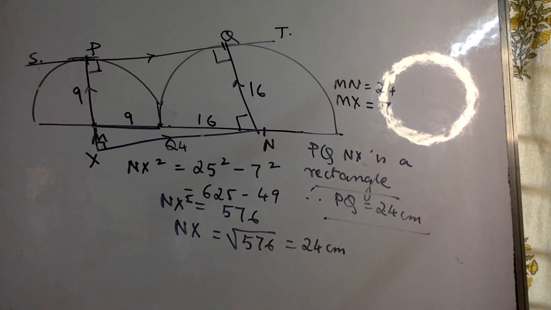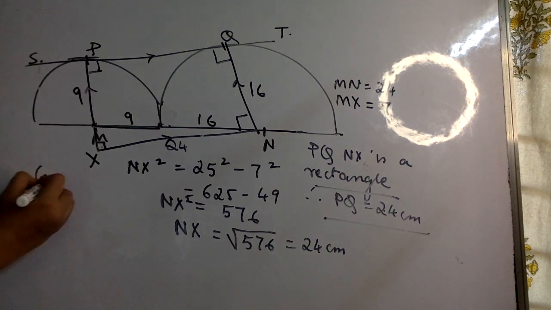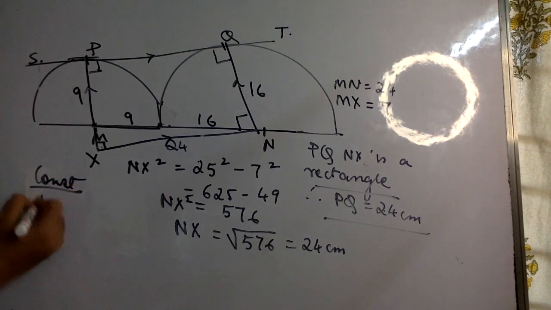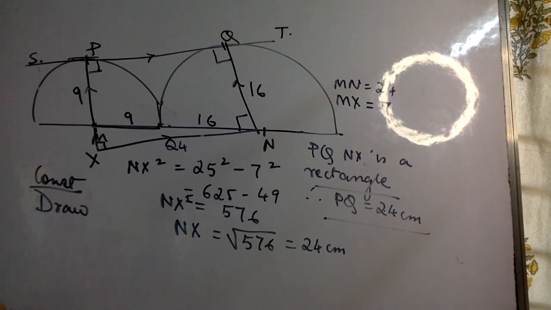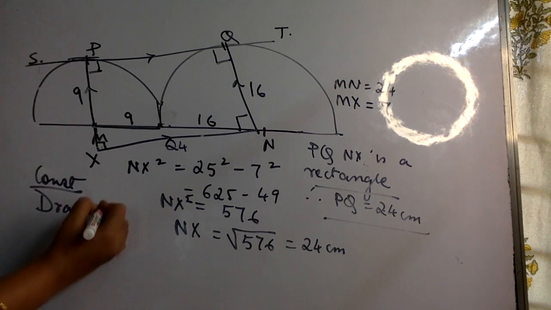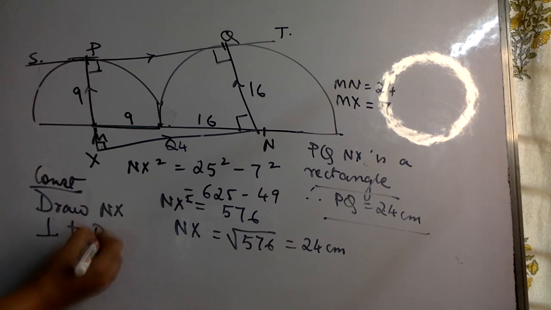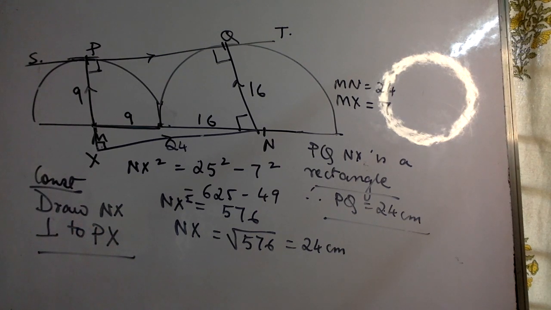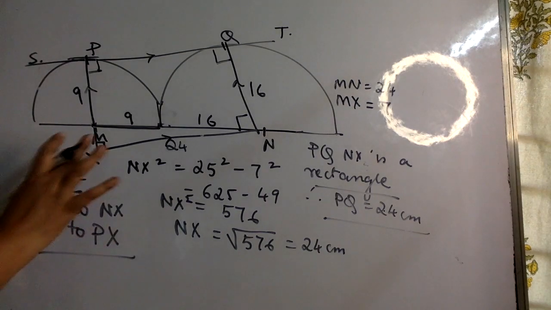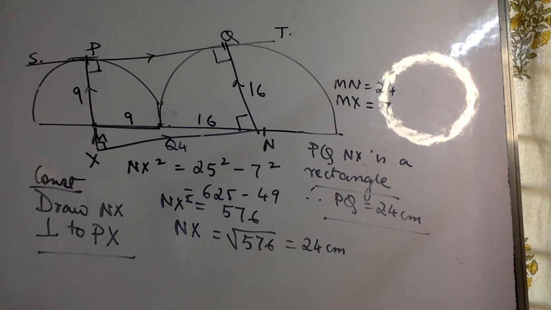Here you can add one step: you can write construction, draw NX perpendicular to PX. That's all. And then this is plain Pythagoras theorem being done. So this is the sum. Let's see what the next sum is.